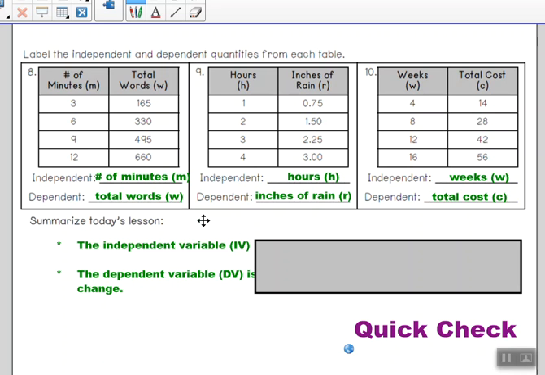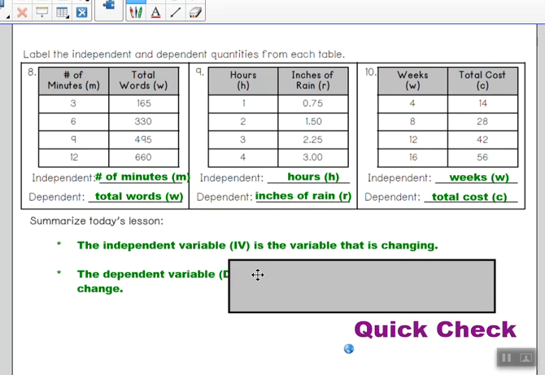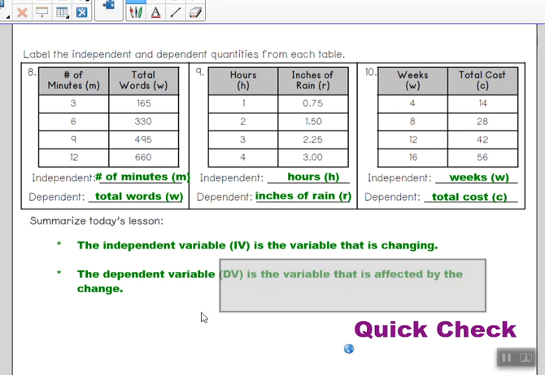All right, summarizing today's lesson, there's a couple bullet points. The first one is this right here. The IV is the variable that is changing. It's the one that is changing. Weeks, hours, minutes, things like that. For instance, if you were wanting to make some money babysitting or mowing lawns, it would be how many hours you've babysat, or it would be how many lawns you've mowed. That is going to determine the DV, okay?